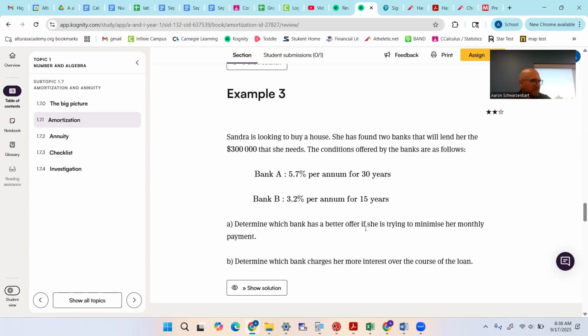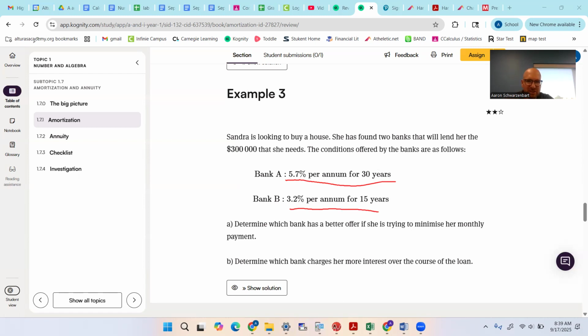Probably Bank A is my guess. The interest rate on Bank A is quite a bit higher than Bank B, so I'm going to need to check. Determine which charges more interest over the course of the loan. That's very clearly Bank A. Higher interest rate and more years means quite a bit more interest.